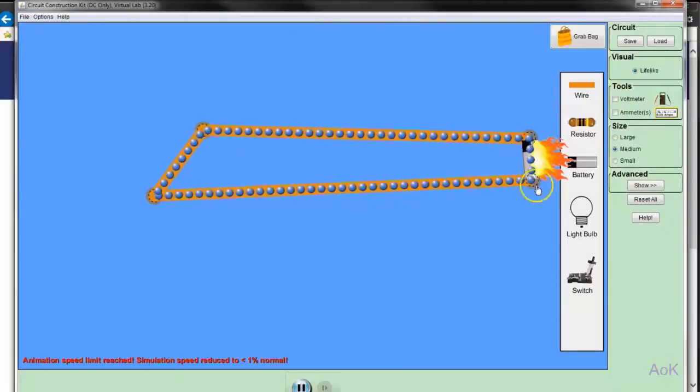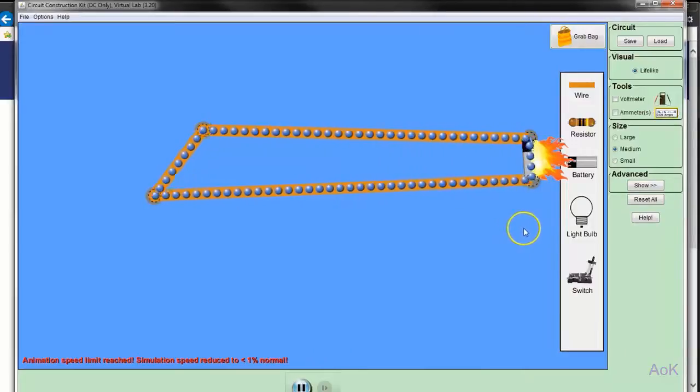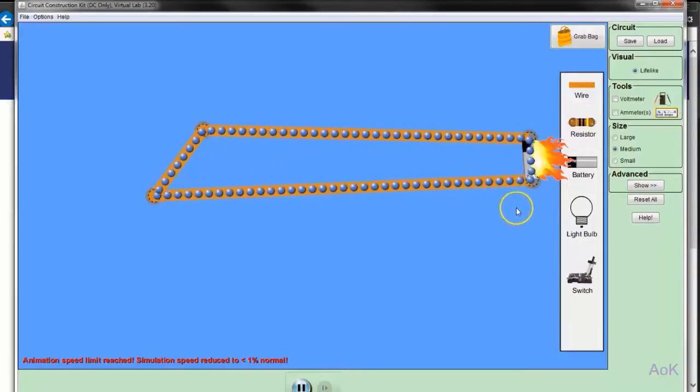Uh-oh, there's a fire. We have created a short circuit. A short circuit is when there's no resistance in the wires whatsoever, and this increases the heat so much that it's a fire hazard. Please don't ever do this.